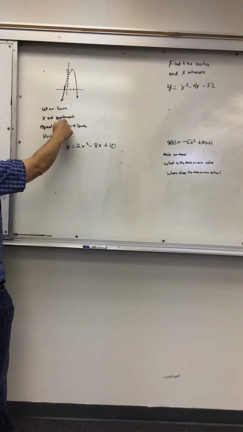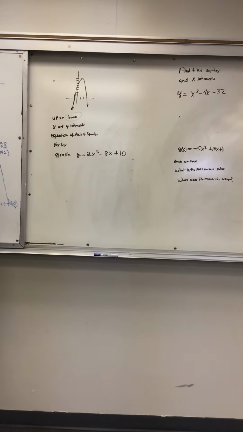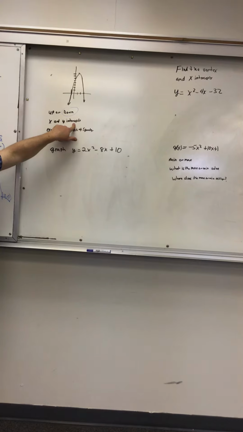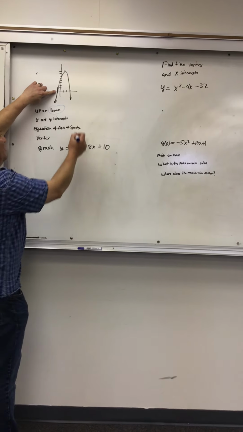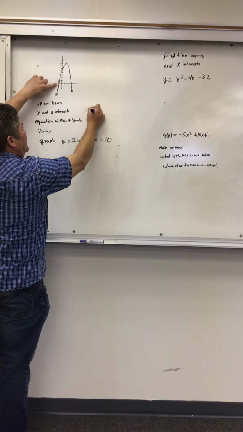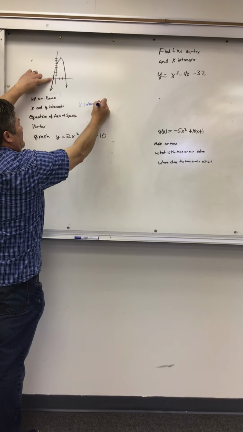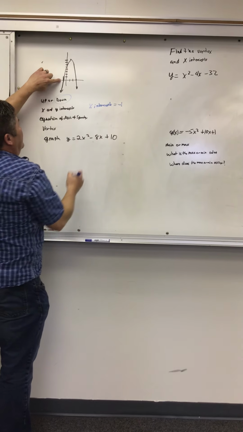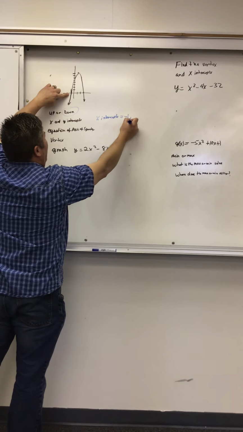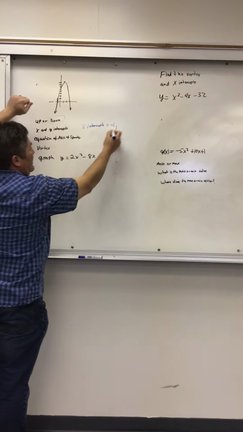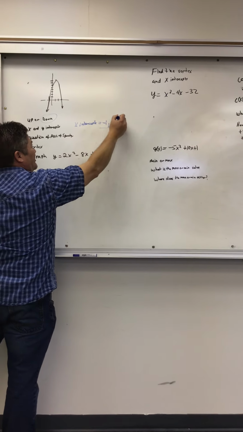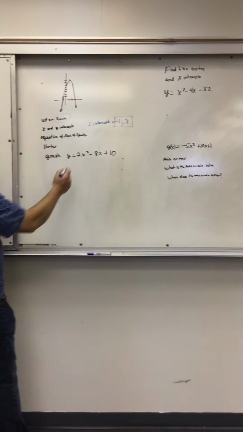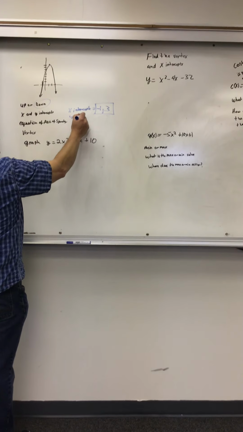Okay, x and y intercepts. Those are the points where it crosses the x and y axes. So the x-intercepts are where it crosses the x-axis. Where does this cross the x-axis? Well, one x-intercept is at x equals negative 1, because that's where it's crossing. And then I look here, 1, 2, 3, and 3. That's where it's crossing. So my answers for x-intercepts are negative 1 and 3. Very simple. Y-intercept.